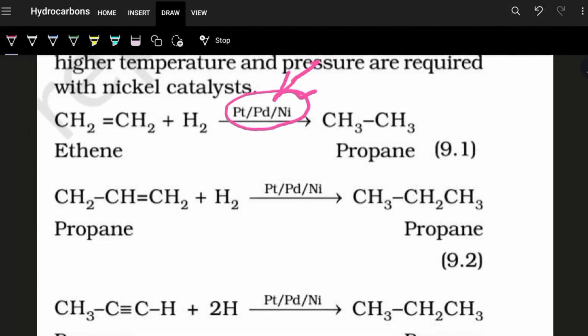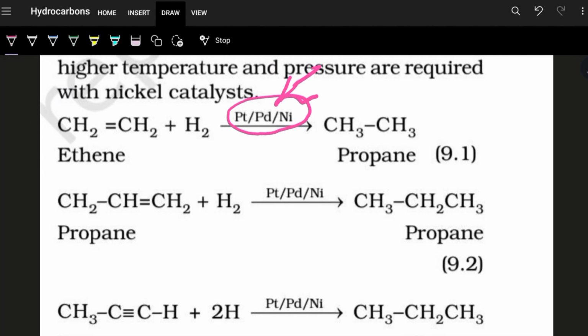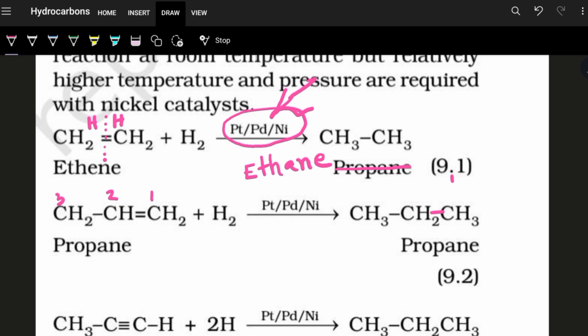Now, this is ethene. From ethene, you can obtain ethane. Do these corrections in your NCERT book, please. For this, just break the bond and add hydrogen on both the sides. So it becomes CH3, CH3. Propene, this is 1, 2, 3. From this you will get propane. Same manner, add hydrogen on both the sides.